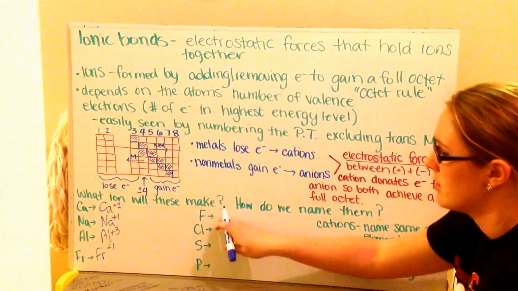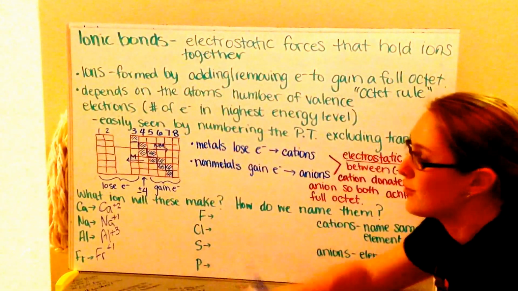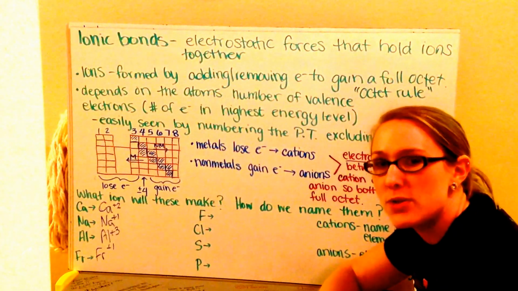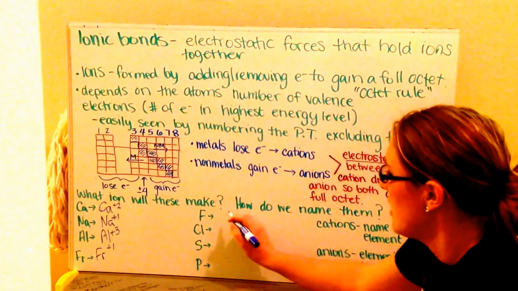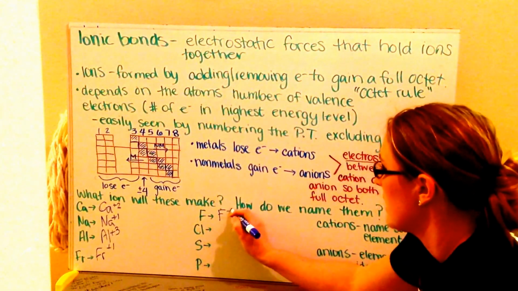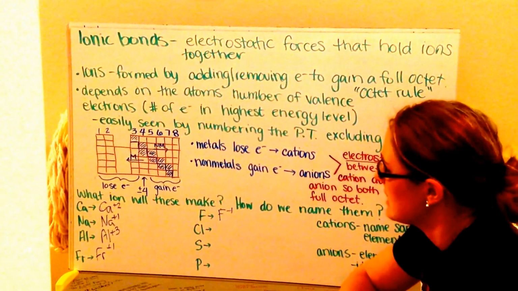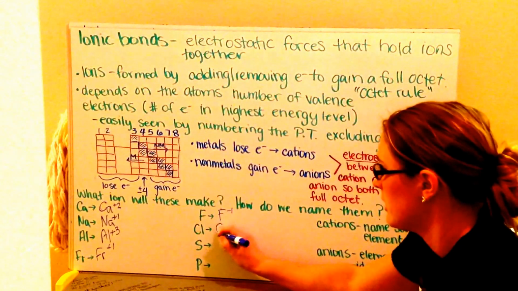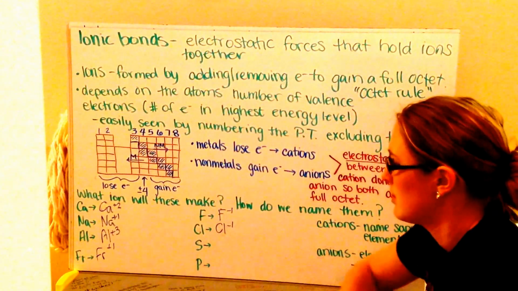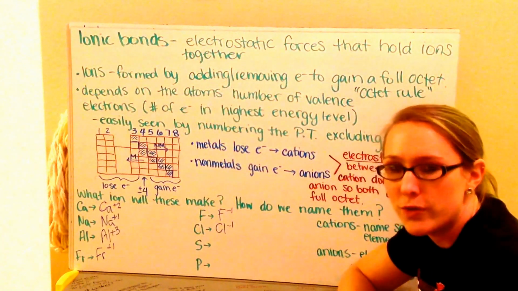Next we have our nonmetals. I have fluorine. Fluorine is in group 7, therefore it's going to want to gain 1 more electron and become fluorine minus 1. Chlorine has the same thing. It's again in group 7, so it becomes chlorine minus 1. Go ahead now and do sulfur and phosphorus.